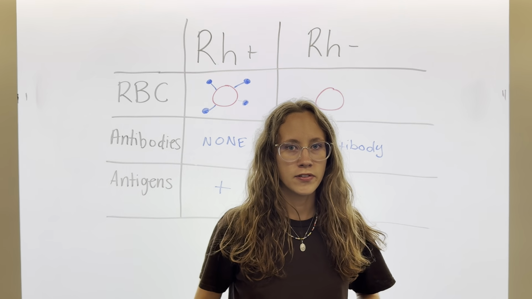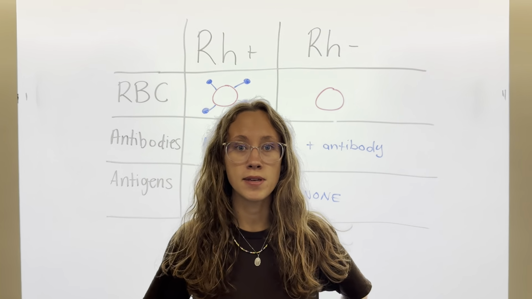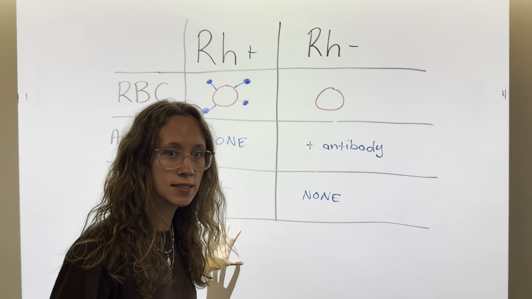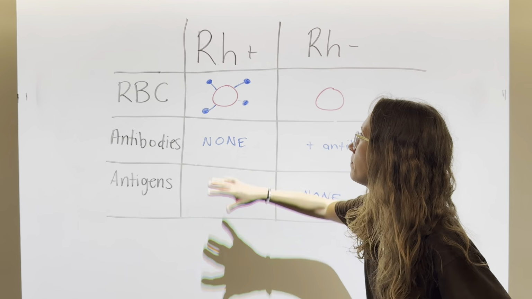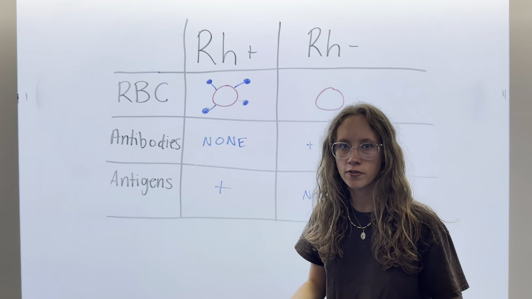So where does positive and negative come into play? Well, it's really similar to the A, B, and O antigen and antibody scenario. So let's talk through it. So the Rh positive and negative is referring to positive and negative blood.